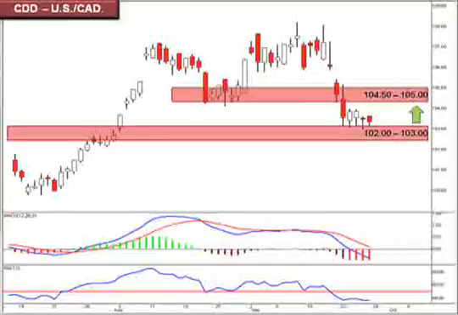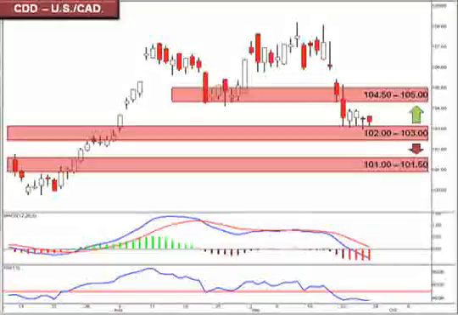recognizing that there is the possibility of a rejection in this area. If we look at our MACD, we can see that prices still continue to trend strongly to the downside. Our RSI is suggesting that there is indeed still momentum to the downside, and we can't rule out the possibility that we may be making our way back down to par. Our next logical target, should this 102 to the 103 focal area not hold, is back into this 101 to the 101.5 range.